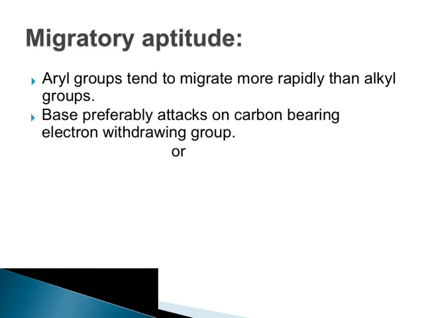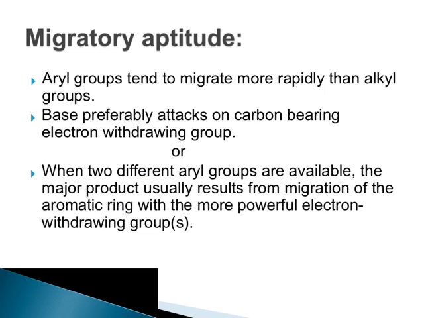Second, where will the base attack? The base preferably attacks the carbon bearing the electron withdrawing group. Why? Because the base is an electron donor, so obviously it will attack the carbon which is more electron deficient in nature. And if an electron withdrawing group is attached to the carbonyl carbon, that carbon becomes more electron deficient. In other words, when we have two different aryl groups, the major product usually results from migration of the aromatic ring with the more powerful electron withdrawing groups.